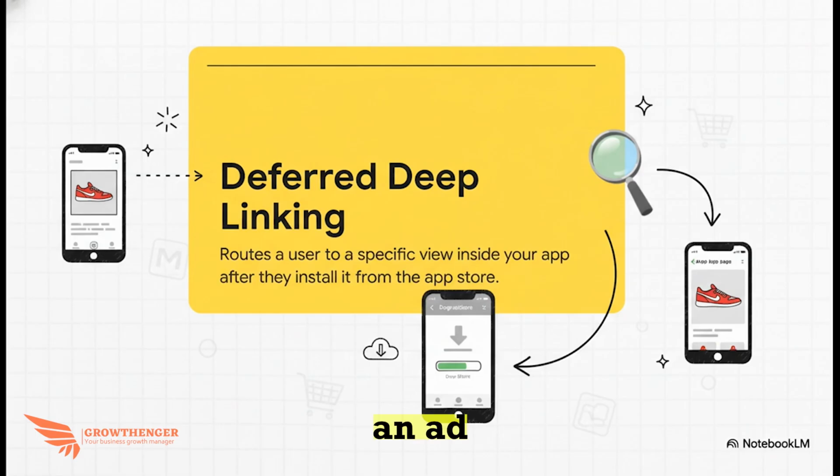So if they click an ad for a specific pair of red shoes, they shouldn't just land on your app's homepage after they install it. No way. They should land directly on the product page for those red shoes. That seamless experience is absolutely key for conversion.